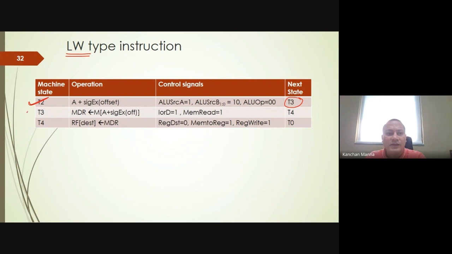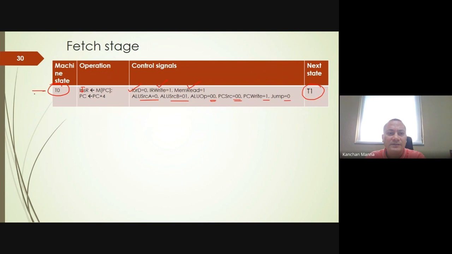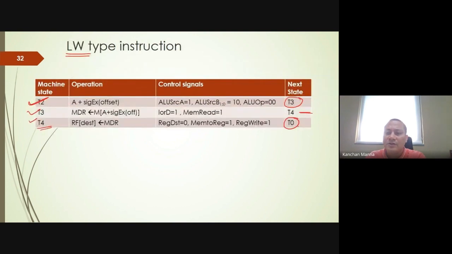So in this way, we can define the state and the corresponding control signals to be activated during that state, and then we say go to the next state. Now after T3, it is saying go to state 4, T4. And then in T4 we are saying go to the T0 state. T0, if you remember, is the fetch state. That means after execution of an instruction, we have to fetch the next instruction, because this is a general purpose processor, and a general purpose processor's job is to run the fetch and execute algorithm, so it has to fetch the next instruction. Because of that, we have T0 as the next state.